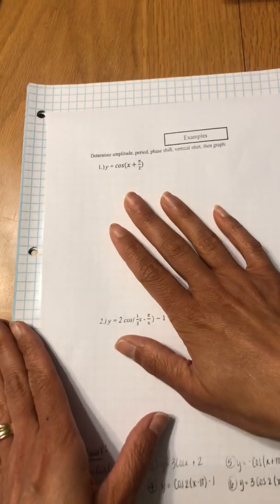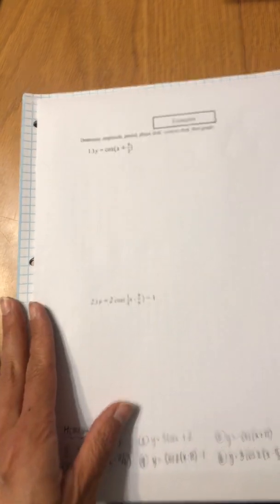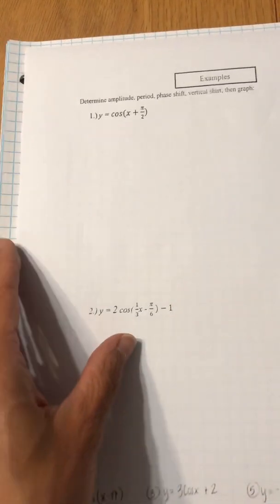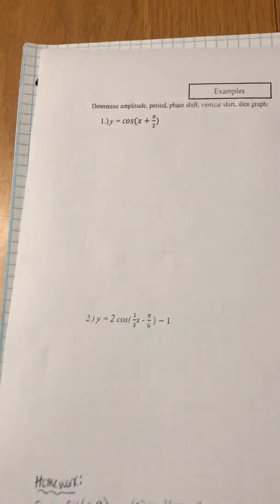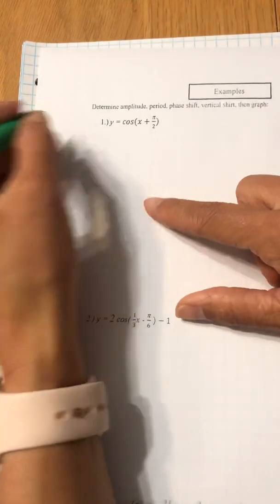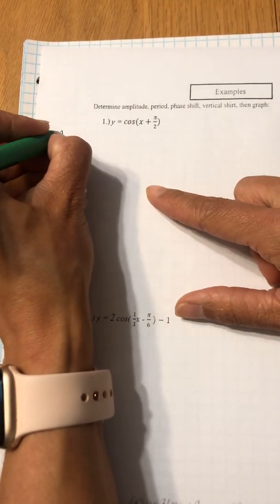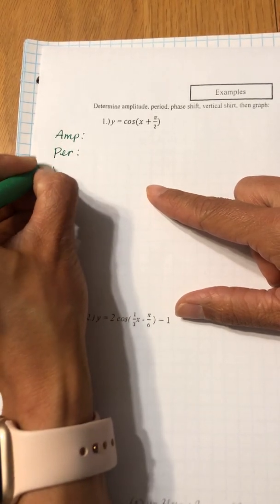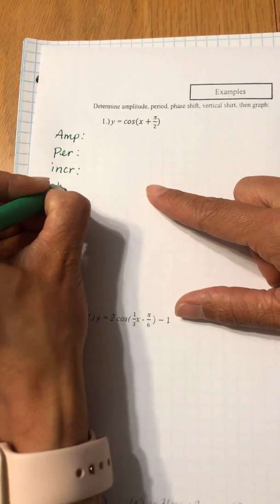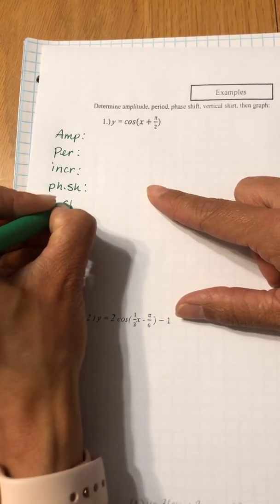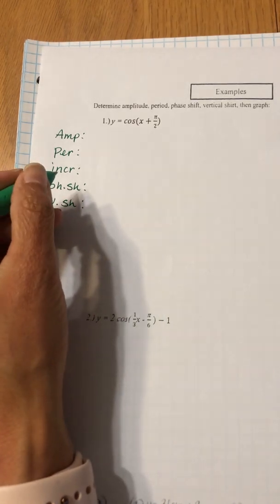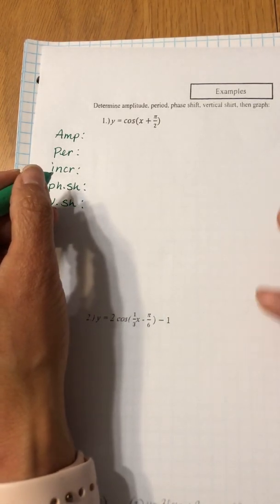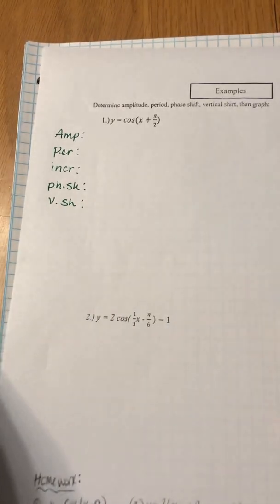All right, so hopefully you guys have some graph paper. I have it ready to go. So our first example is number 1, y equals the cosine of x plus pi over 2. So let's start by making our list. So for our list, we need the amplitude, we need the period, we need the increments, phase shift, vertical shift. Okay. All right, and let's go ahead and identify those things.